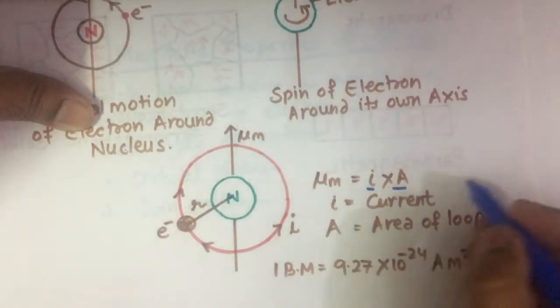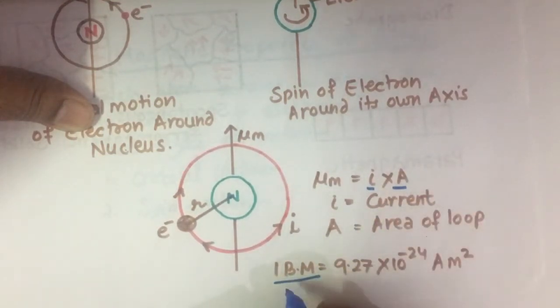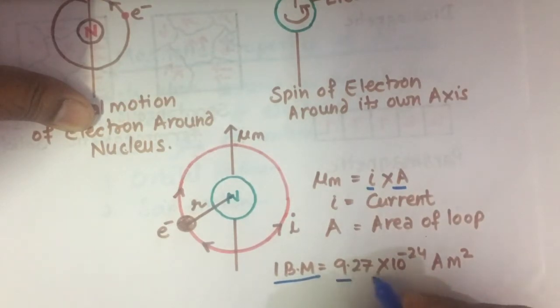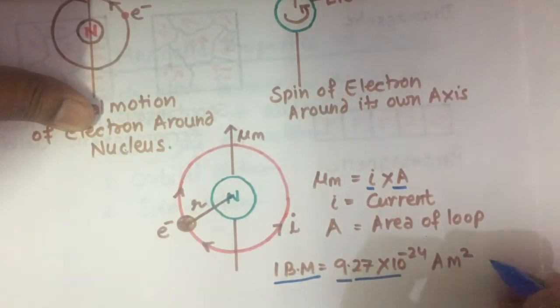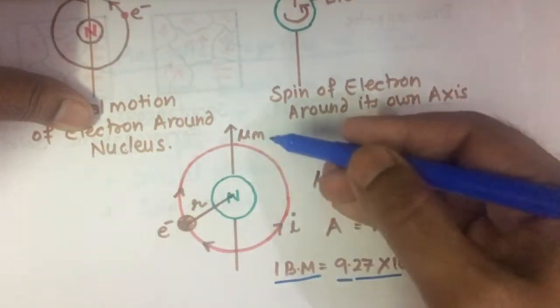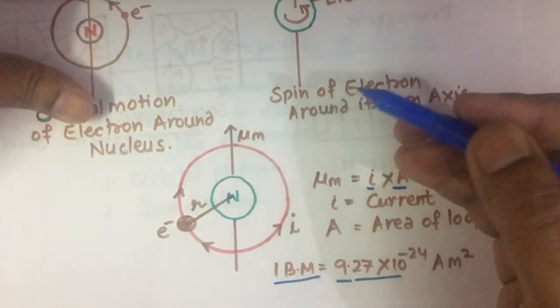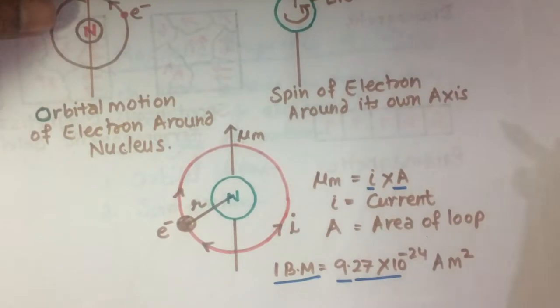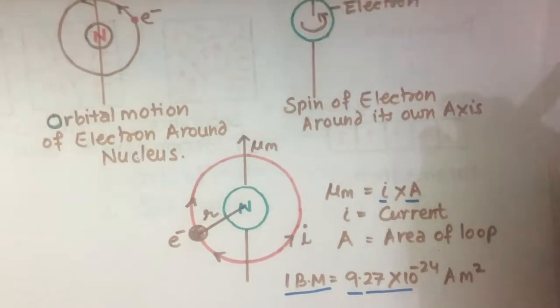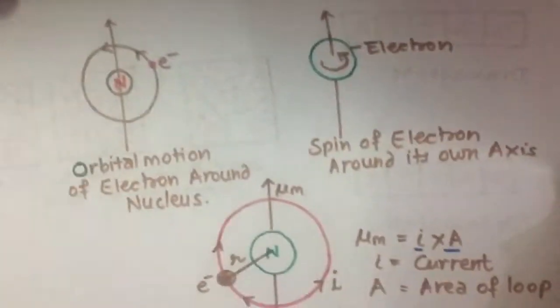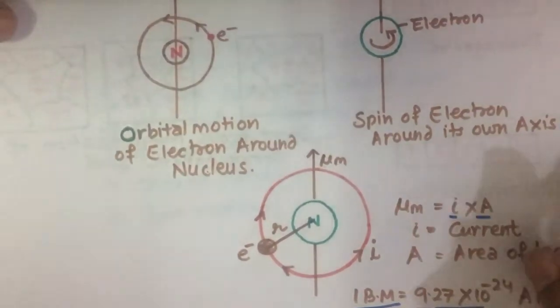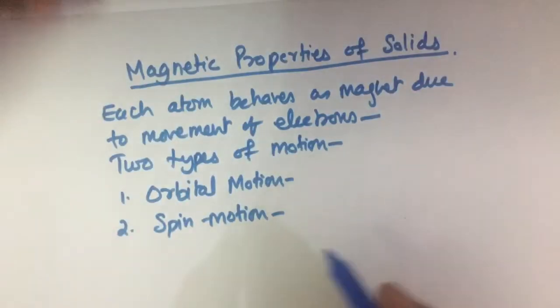Now this is calculated in Bohr magneton. One Bohr magneton is equal to 9.27 × 10⁻²⁴ ampere meter square. So this is the magnetic moment of one electron. Now in solids there are a number of atoms and each atom has a number of electrons, and the magnetic behavior of the solid is the collective magnetic behavior of all these magnetic fields generated by electrons. So on the basis of magnetic properties, solids are classified into the following types.